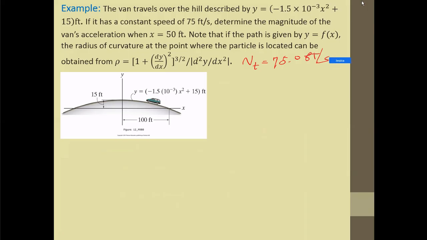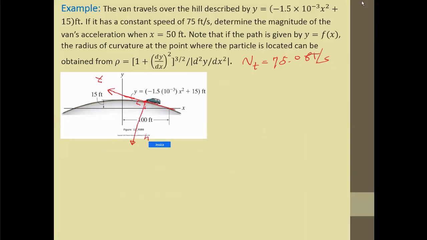Determine the magnitude of the van's acceleration when x equals 50. When x equals 50 is here. At this point, what is the velocity? We need to set up the axes, because this van travels up a hill, so the tangential axis is this, up the hill, and the normal axis is this.